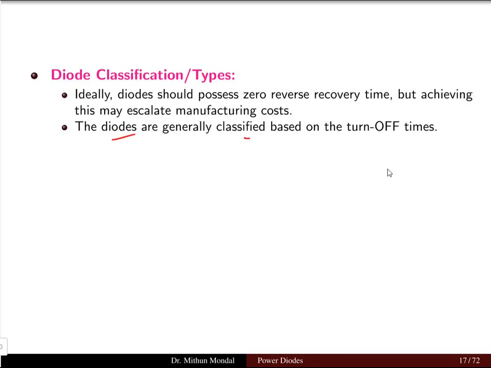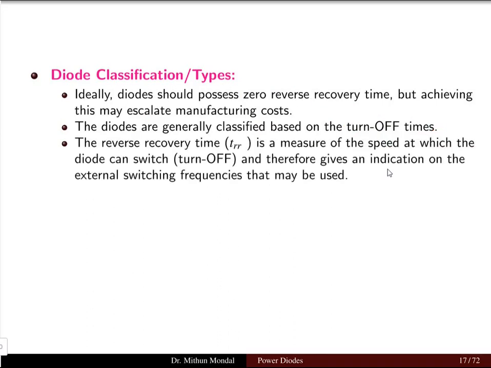The diodes are generally classified based on the turn-off times. So turn-off time is directly related to the reverse recovery time. The reverse recovery time is a measure of the speed at which the diode can switch, that is the turn-off, and therefore gives an indication of the switching frequency that may be used. If the reverse recovery time is less, then the switching speed will be high. So we require to manufacture diodes where the reverse recovery time is very less.